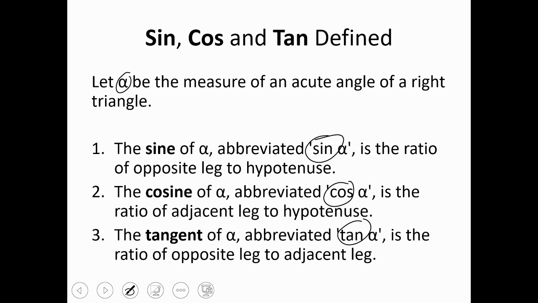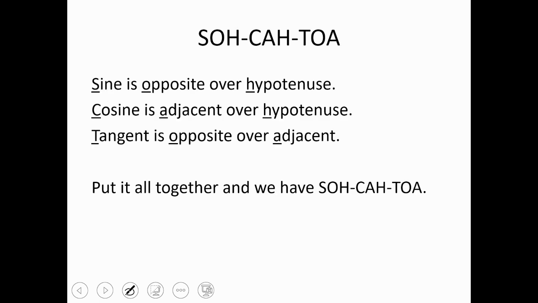Even though it's spelled sin, it is pronounced sine. And cos is pronounced cosine, and tan is pronounced tangent. It is not tan. All right, so here's a way to remember the definitions of sine and cosine and tangent. It is like the classic way to do that. It's the mnemonic device SOHCAHTOA.